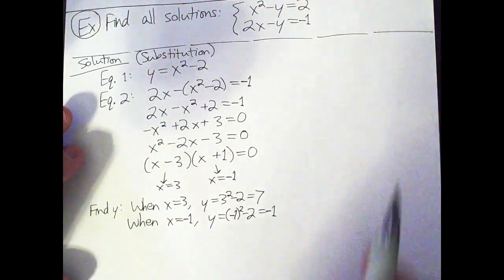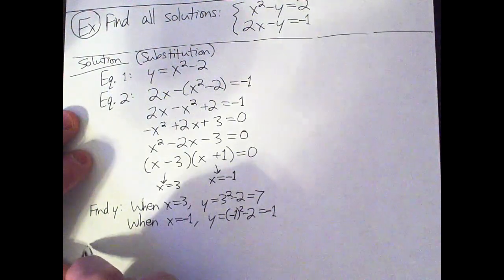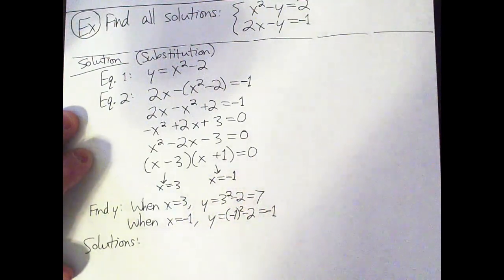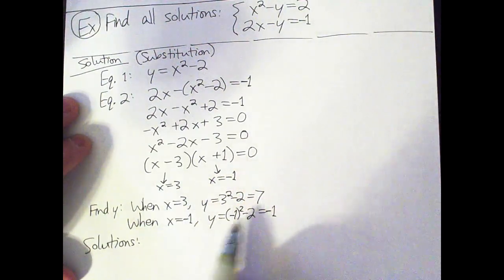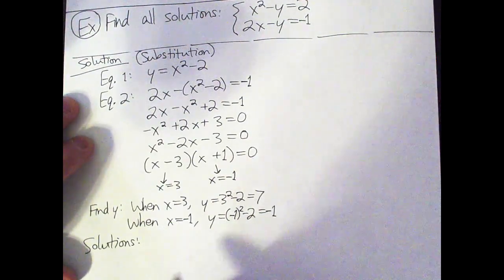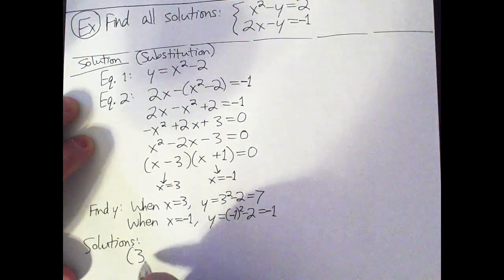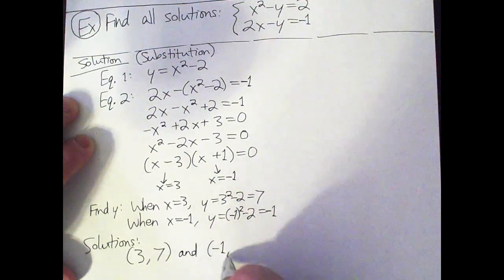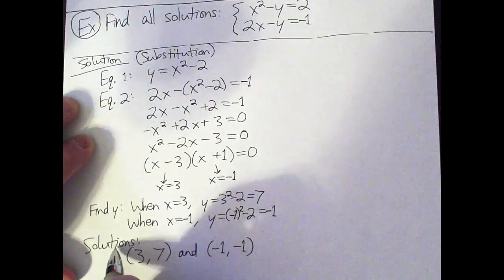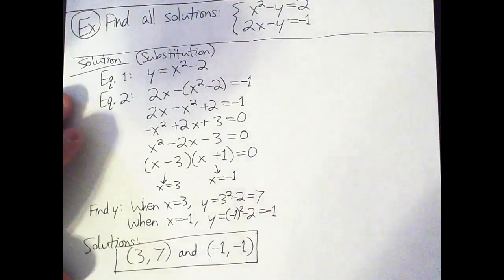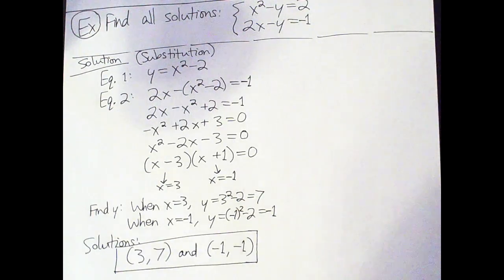I'm leaving a little bit of room here because I want to draw a picture after this. So the solutions, we found 2 of them. When x is 3, y is 7. When x is negative 1, y is negative 1. So we found the solutions (3, 7) and (-1, -1). If you use the elimination method, you should also find the same 2 solutions.